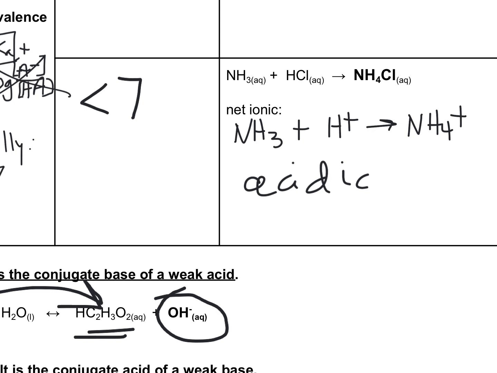As we look at the net ionic equation for this reaction, after we get rid of the spectator ion of chloride, we can really see that relationship between the ammonia and the ammonium.